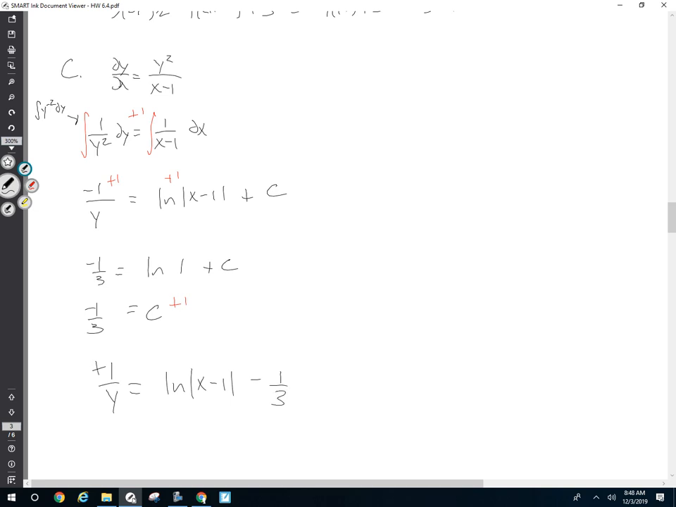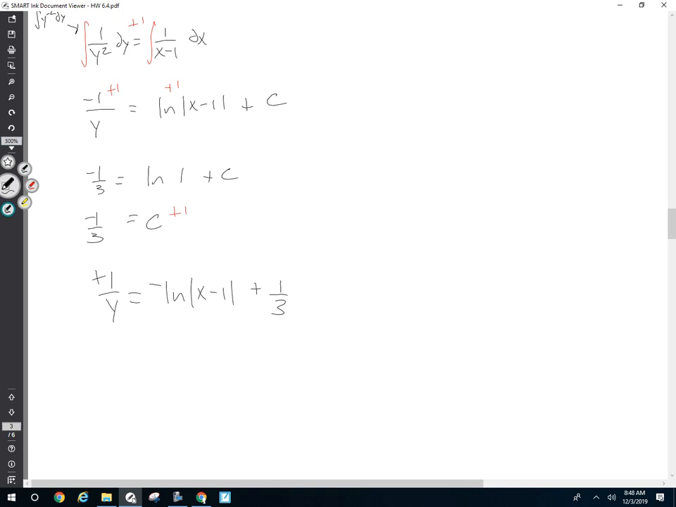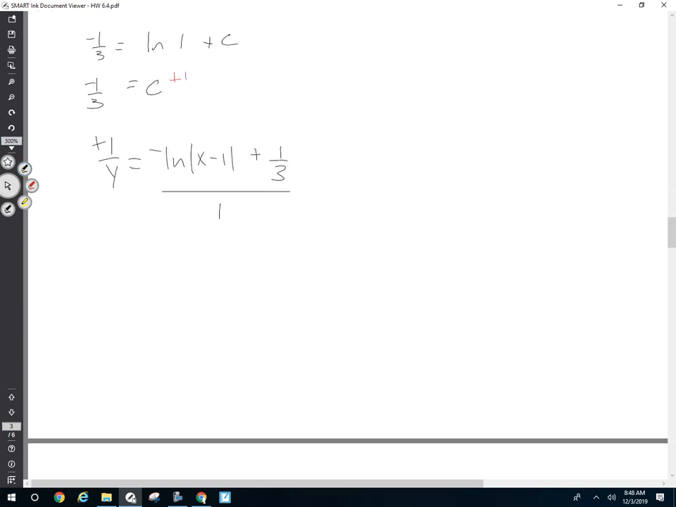Maybe take the opposite of both sides. And then what I like to do is flip both sides. But be careful. The right side is over 1. When you flip both sides, that 1 third doesn't get flipped to 3. It ends up in the denominator.